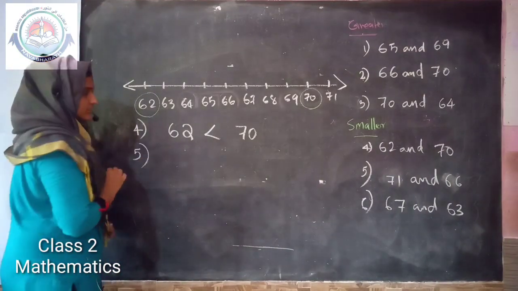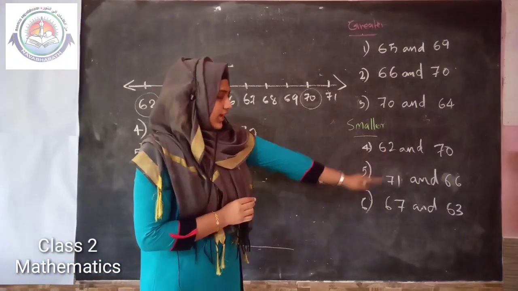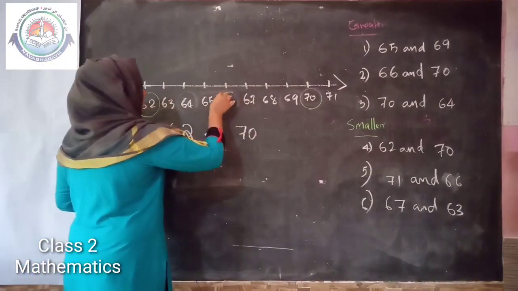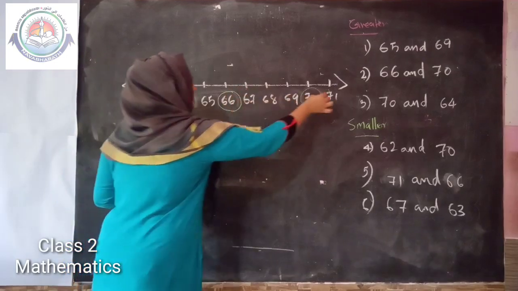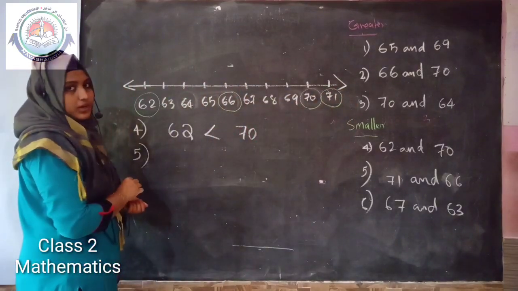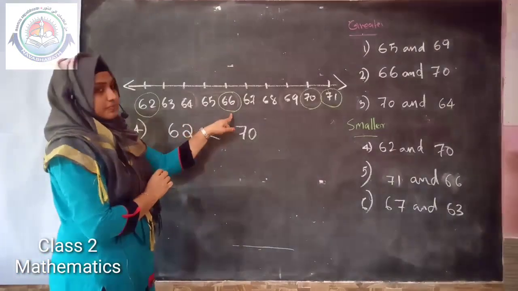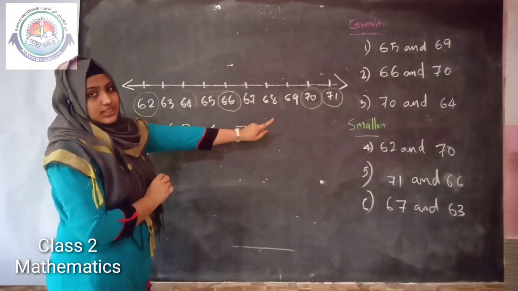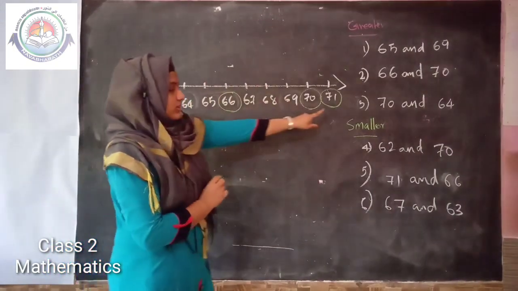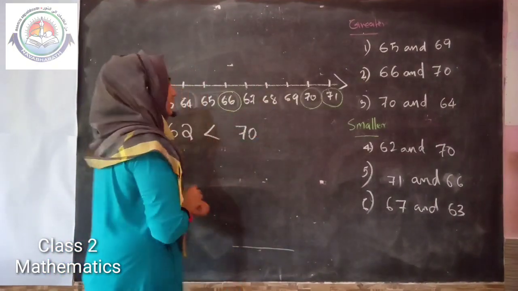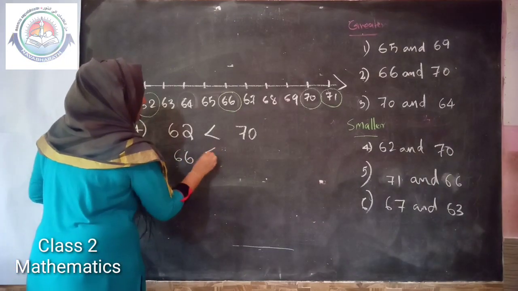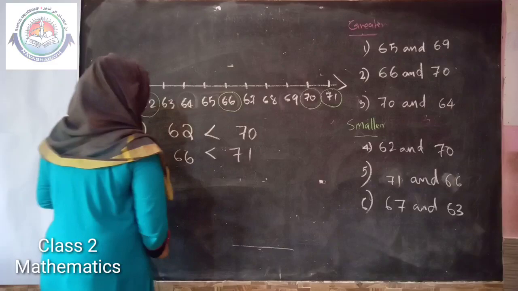And the fifth question, 71 and 66. Here is 66 and here is 71. Can you say which is smaller? 66, because it is on the left side of the number line and 71 on the right side. So we can say 66 is smaller than 71.